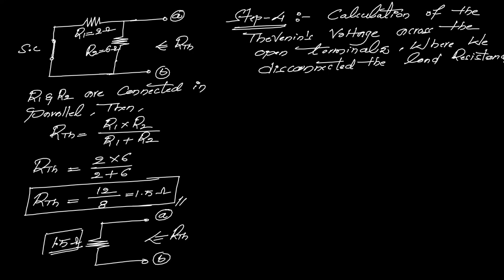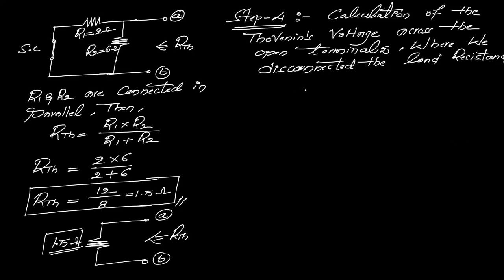Actually, in the given problem, first we identify the load resistance. After identifying the load resistance, we disconnect that load resistance. After disconnecting, that particular branch becomes a two-terminal open network. Now across that particular terminal only, we calculate the value of Thevenin resistance, and also we calculate the value of Thevenin voltage. Clear? So that is the reason for the calculation of Thevenin voltage across the open terminals where we disconnected the load resistance.